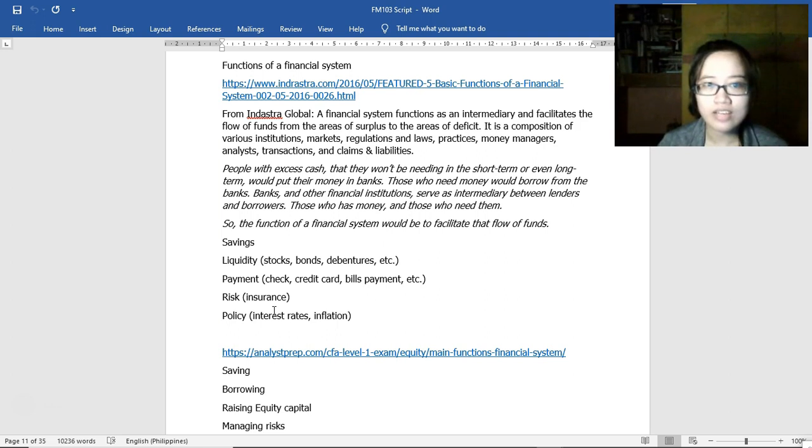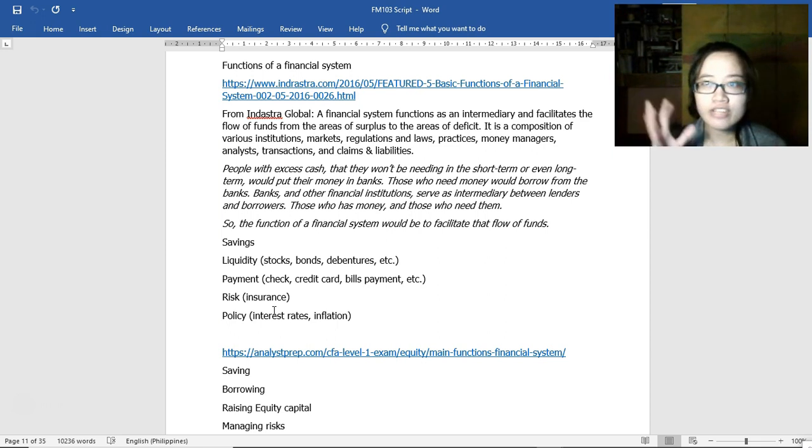And then we have payment. The financial institutions allow payment in the form of check, credit cards, bills payment, etc. So basically, the financial system makes it easier for these things to be done. Savings, liquidity, payment. And then we also have risk, or the provision of insurance.